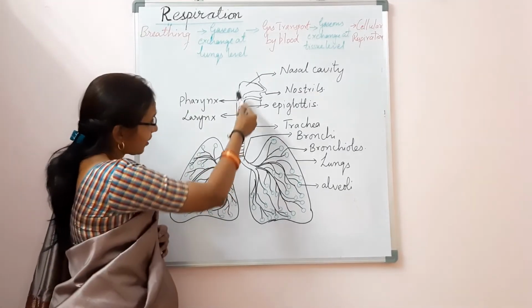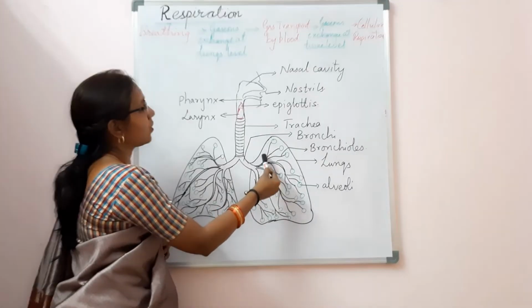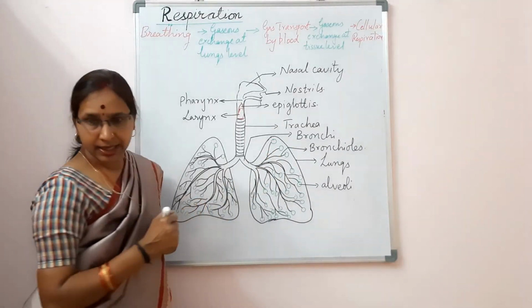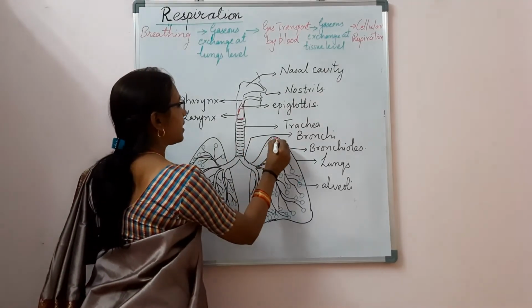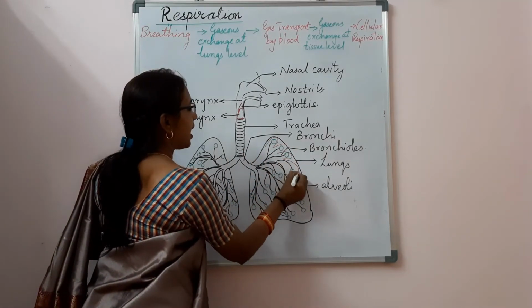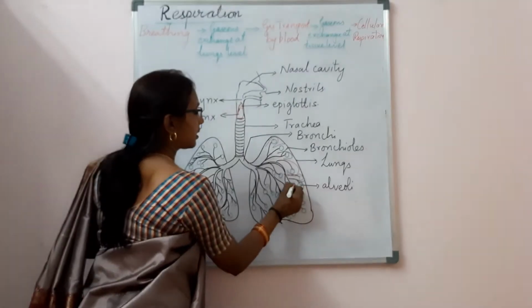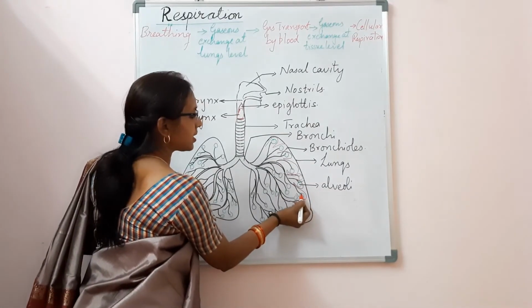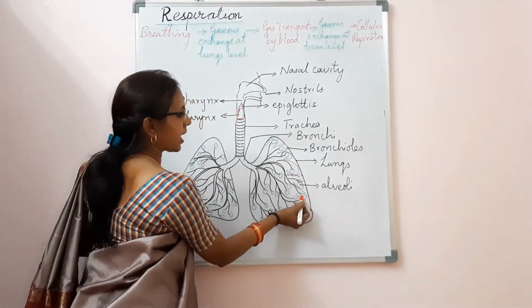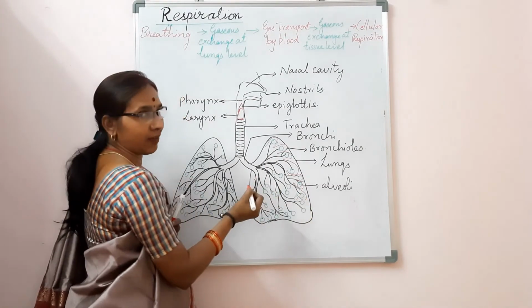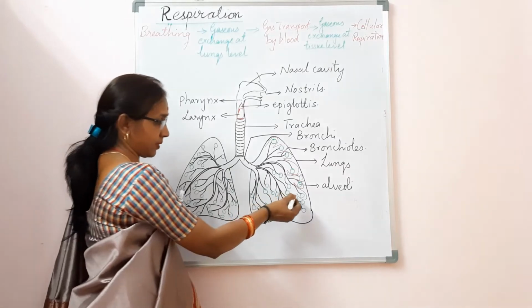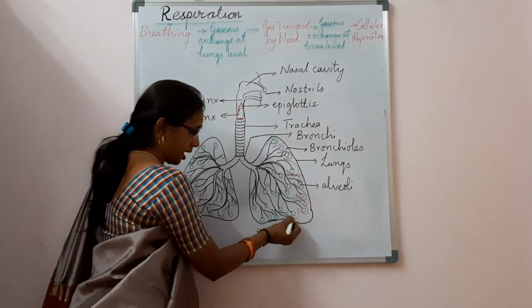When we breathe in air, the air goes into the alveoli, and the alveoli have blood vessels. Blood capillaries flow over the alveoli, and these blood capillaries take the oxygen from the alveoli, and carbon dioxide from the blood goes into the alveoli. So the exchange of gases takes place in the alveoli.